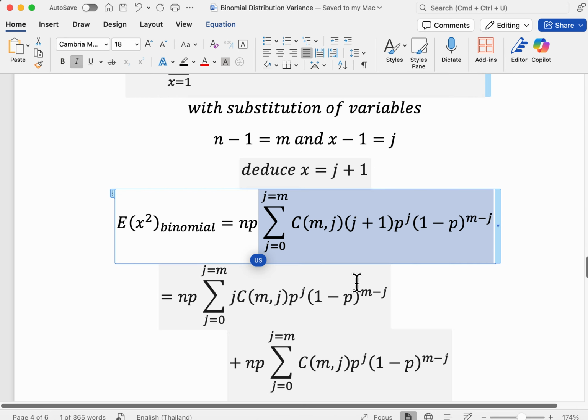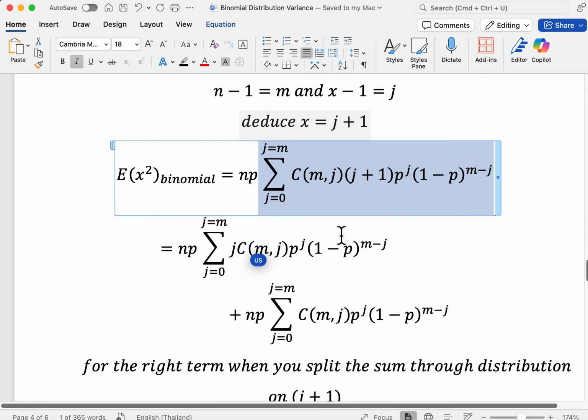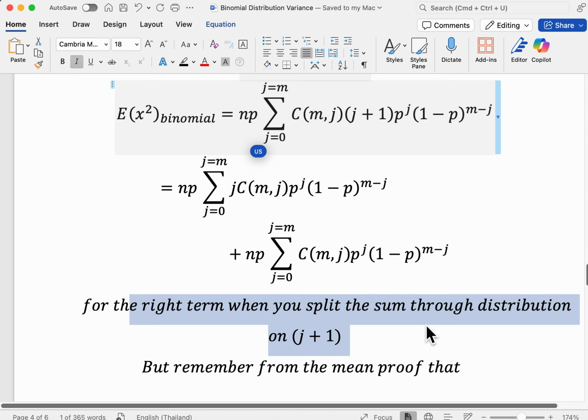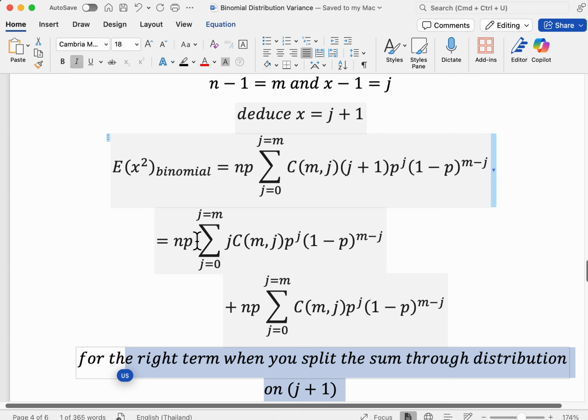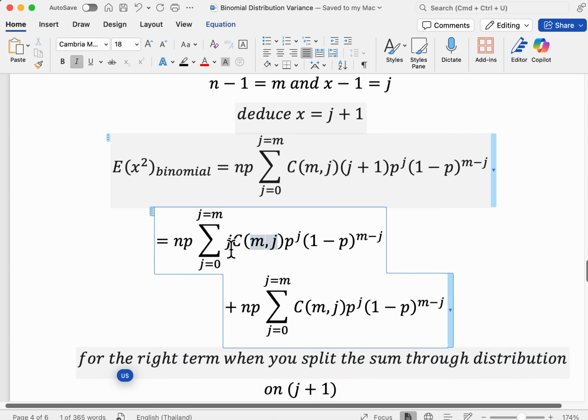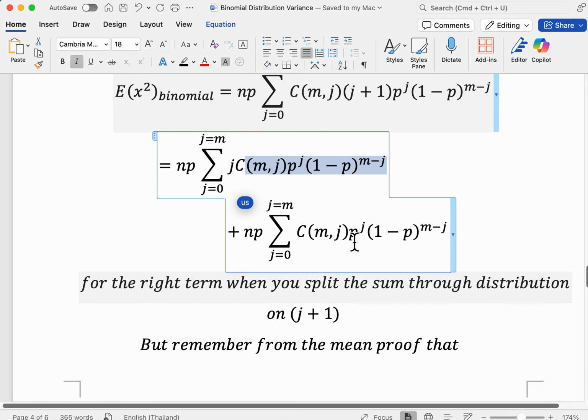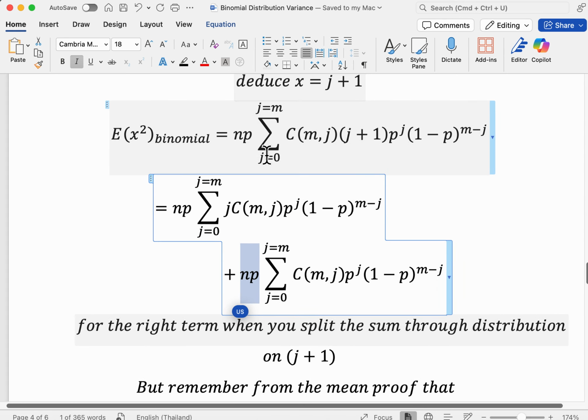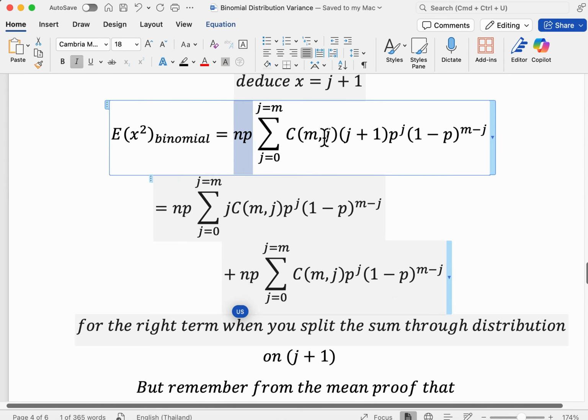And now I'm going to distribute, split the sum and distribute across j plus 1. So I get np times this finite sum from 0 to m of this stuff, which we know is basically the expectation value itself. So that's going to be another np here. And then this is going to be added by np. The np has to distribute to this single one term here.